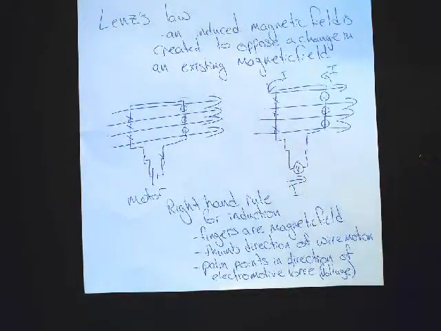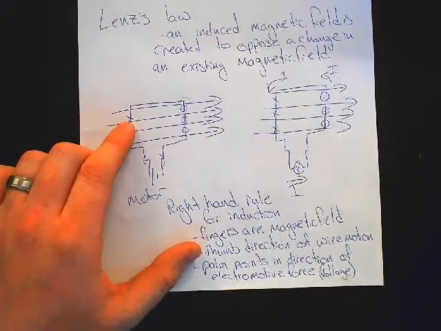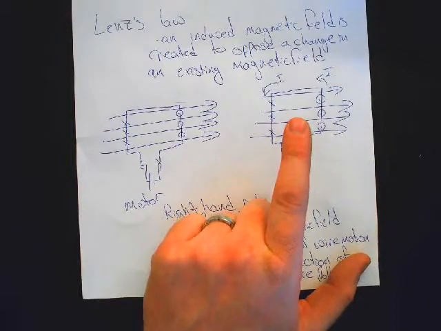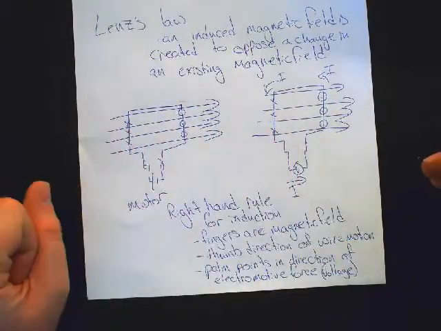Okay, to differentiate between these two rules, the first rule is used if you're creating motion. This rule is used if you're creating current. So determine what you're creating before you pick which rule you're going to use.